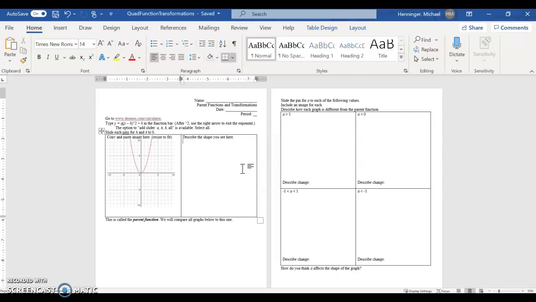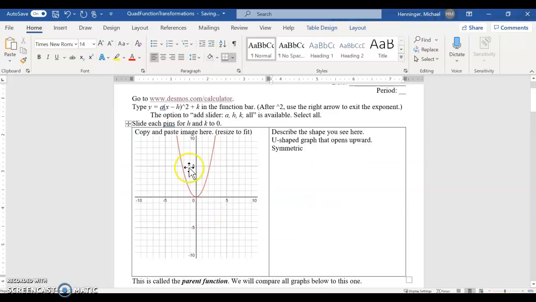I think it looks like a U. It's a U-shaped graph that opens upward. Now, what else do you think is important about it? Well, it's symmetric. If I look from left to right, it looks like the exact same graph. Let's make this bigger so we can all see. If I look at this and I drew a line right down the middle, that would reflect. So it looks like it's symmetric over the y-axis.